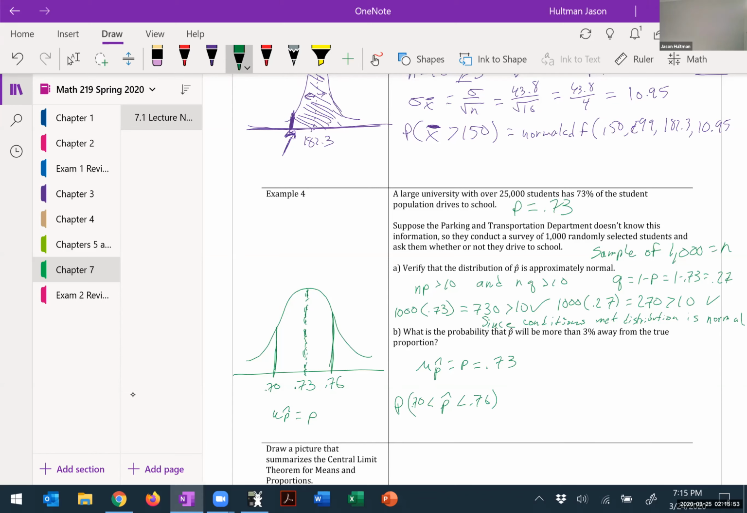I need to calculate the mean, but I also have to calculate the standard deviation. I need to know how many standard deviations away these values are, and use that in my computation. The standard deviation for the proportion is equal to the square root of p times q over n. So p was 0.73, q was 0.27, and n was 1,000.